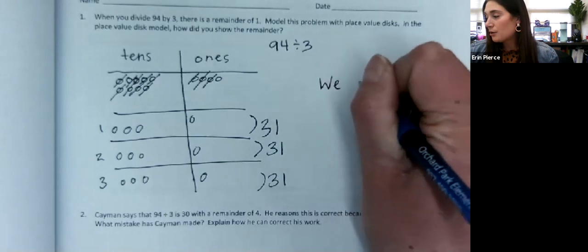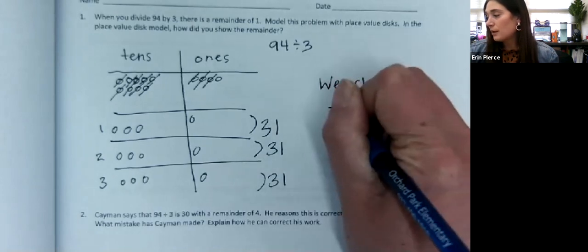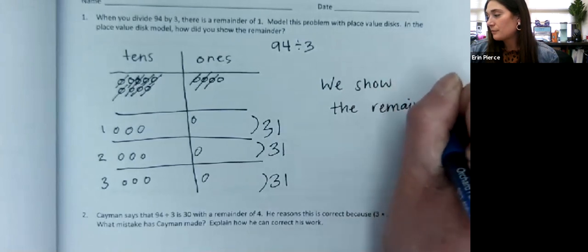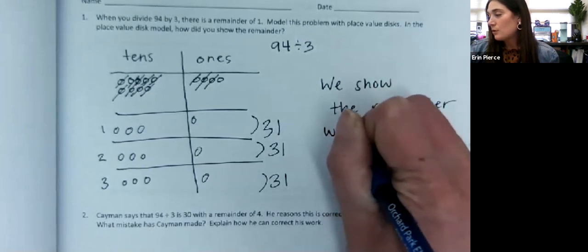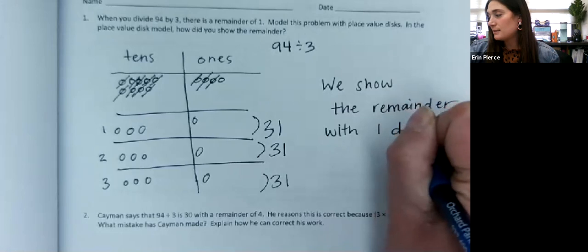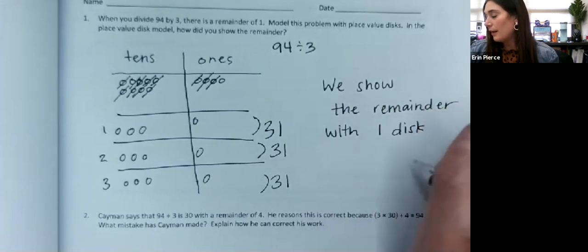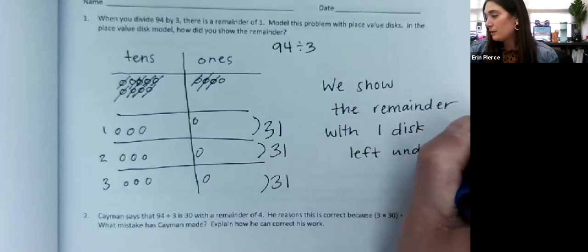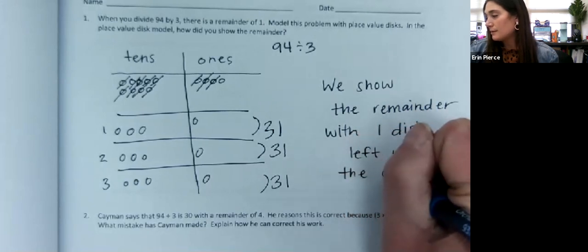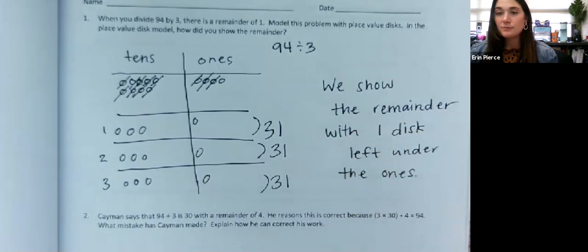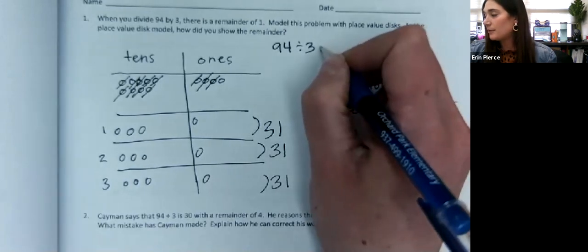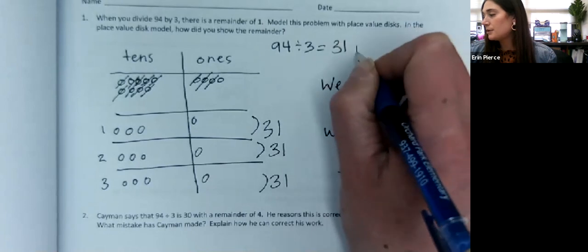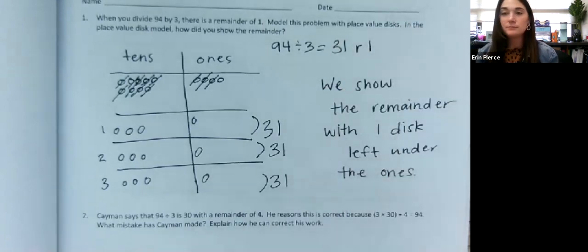We show the remainder with 1 disc left under the ones. So 94 divided by 3 is 31, remainder 1.